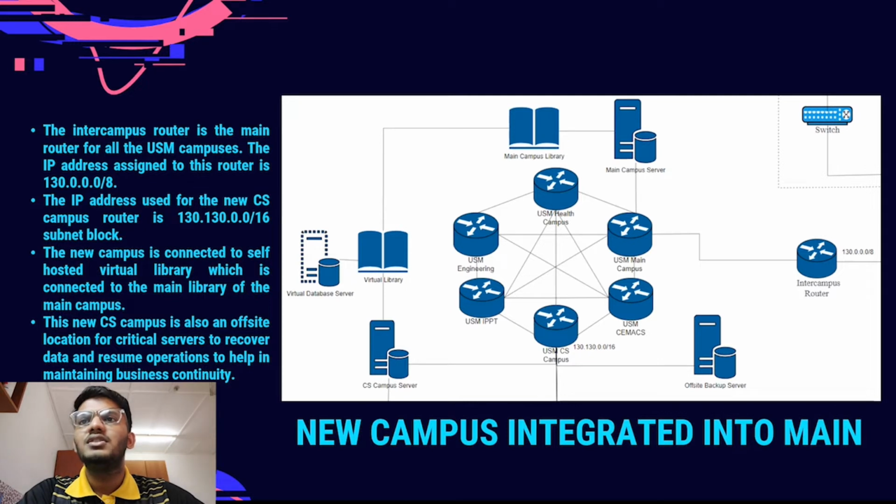The IP address used for the new CS campus is 130.130.0.0/16 subnet block. As you can see, the new campus also has a self-hosted virtual library, but the library is still connected to the main library of the main campus. This new CS campus is also an offsite location for critical servers to recover data and resume operations to help in maintaining business continuity and prevent data loss when the worst case scenario occurs.